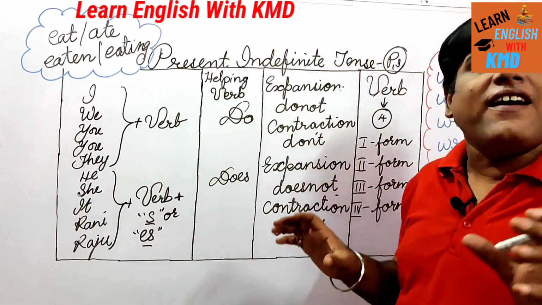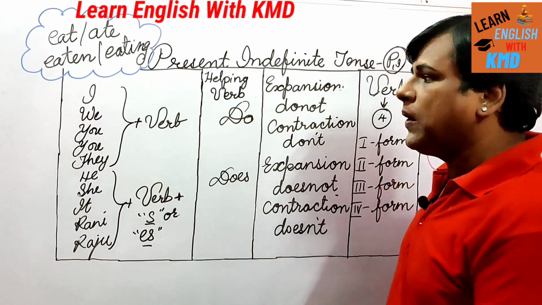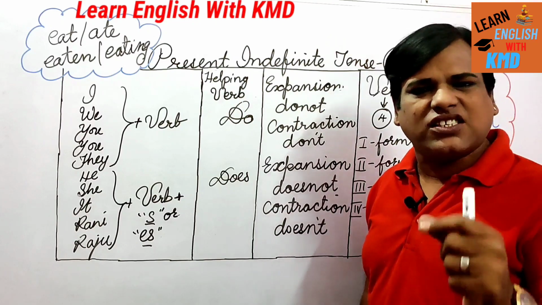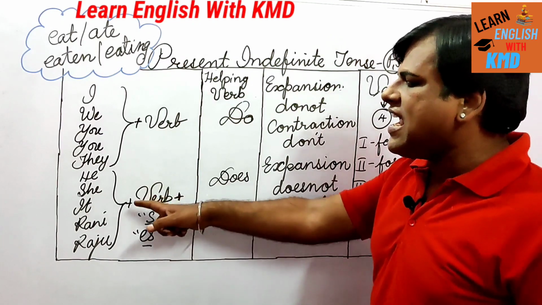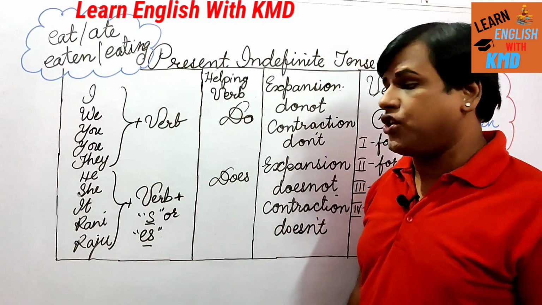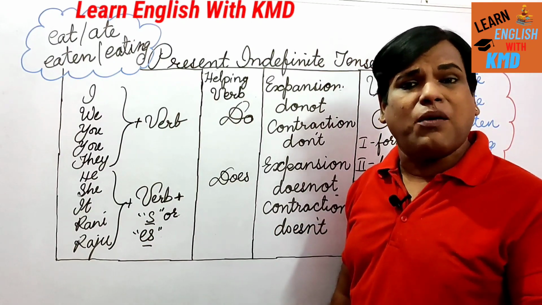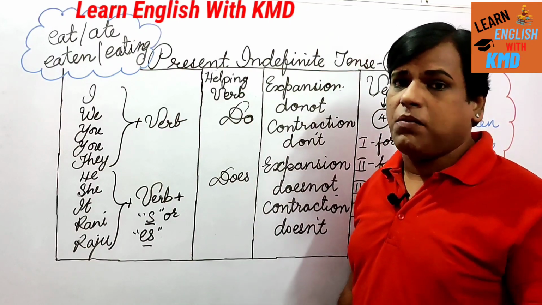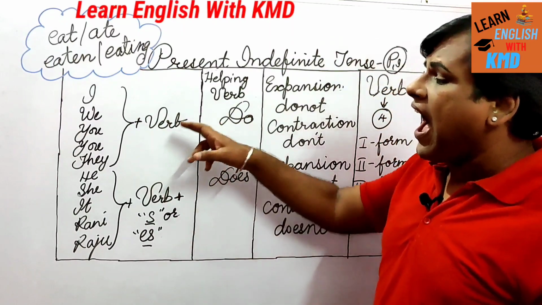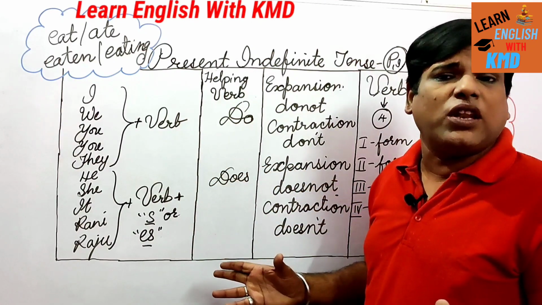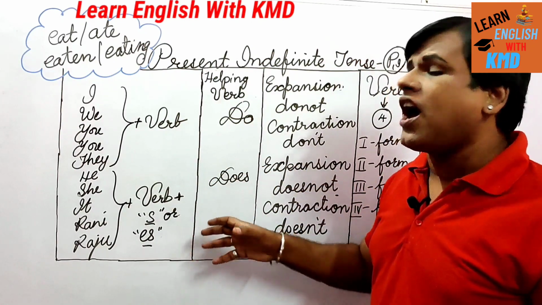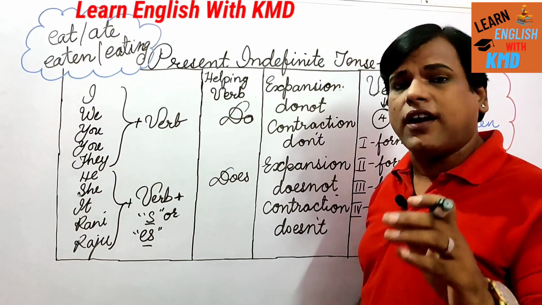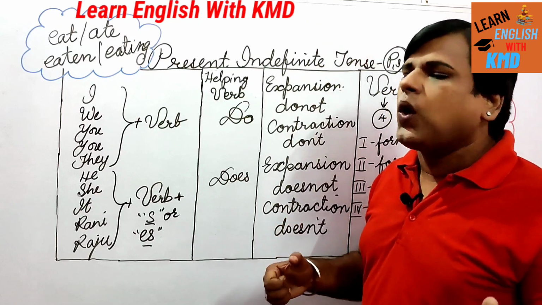Well, here is the formula, and the formula is really very simple. I, we, you, they will take verb. Yes, they take verb. He, she, it, Ronnie, Raju, they not only take verb, they also take s or es after the verb. Yes, you heard me correct. I, we, you, they take only verb. He, she, it, Ronnie, Raju, they not only take verb, they also take s or es after the verb.